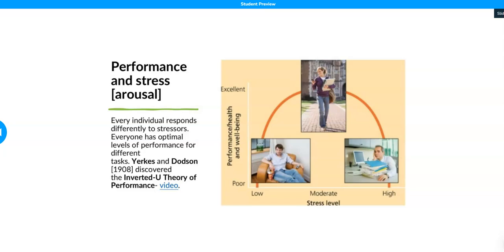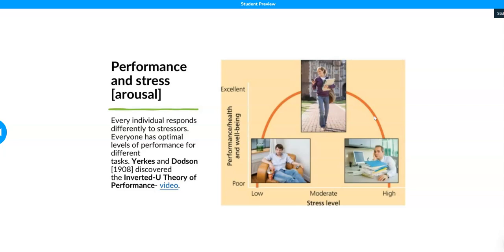So when it comes to stress and performance, there is a direct link. We know this from Yerkes and Dodson from 1908. And on D2L, there is a link to a video that you can watch about the inverted U. So what that basically says is, as your level of stress or arousal goes up, your performance goes up to a certain point, which is here optimal. But if it continues, then you start decreasing your performance.